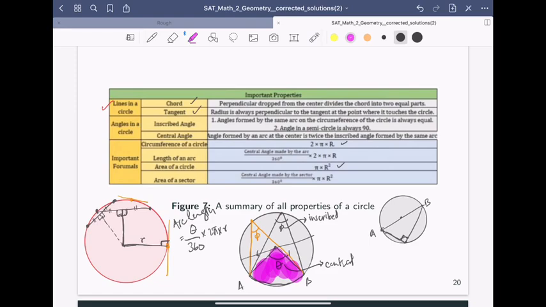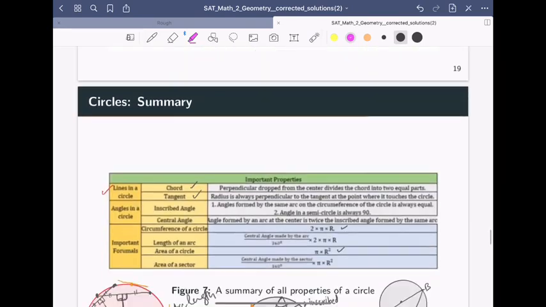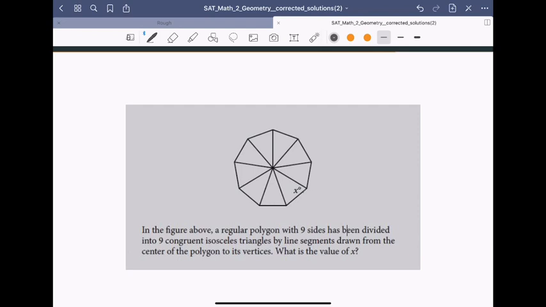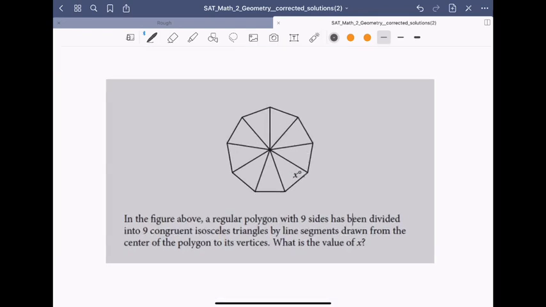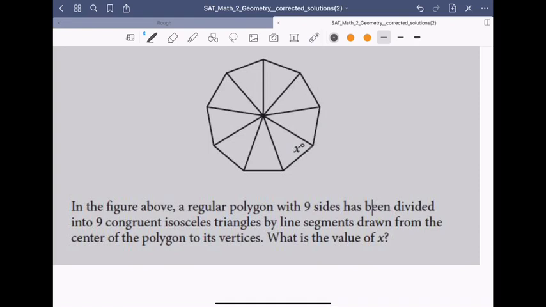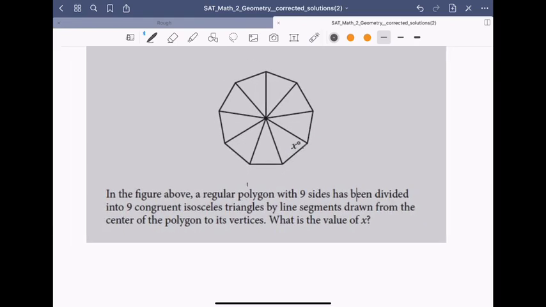And next we'll jump on to problems that employ all of what we've learned today. Now we jump on to the examples. The second example for today is about polygons and congruent isosceles triangles. What do they mean? Isosceles means these two sides are equal. All of these triangles are congruent, which means they are essentially all the same triangles, just rotated a little bit, and so on and so forth.